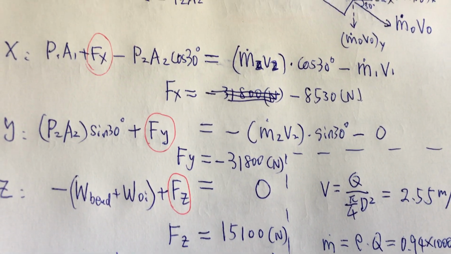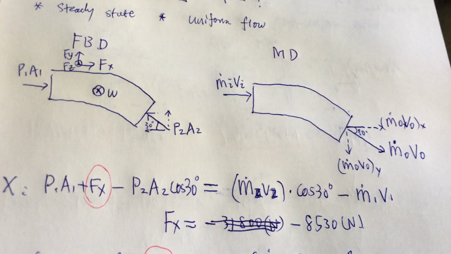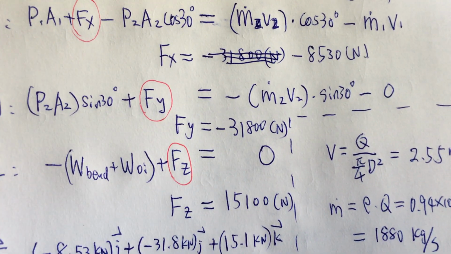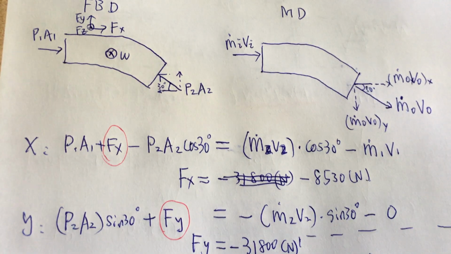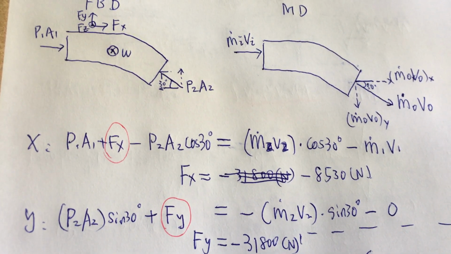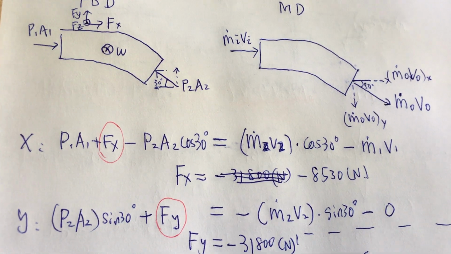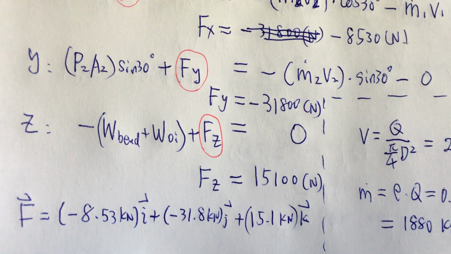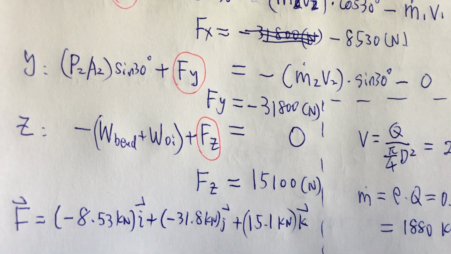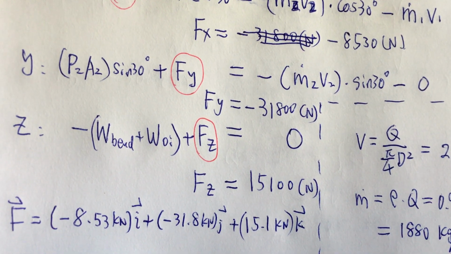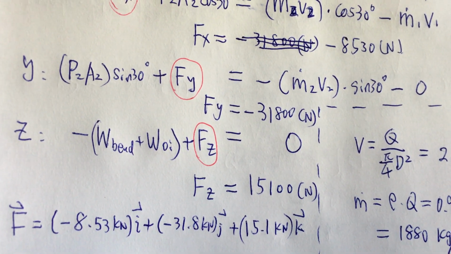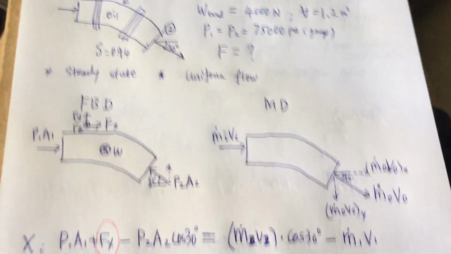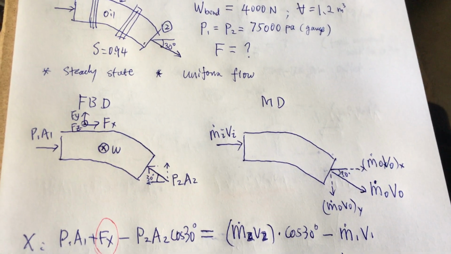Notice Fx is negative. That means the force is in the negative x direction. Fy is also negative, so it is in the negative y direction, while Fz is positive because the weight is going downward. Weight is in the negative z direction, right? So Fz will be positive. If you write it in vector form, this is the final solution, with i, j, and k components for Fx, Fy, and Fz. So this is problem 6.5, a 3D steady state uniform flow conservation of momentum problem.